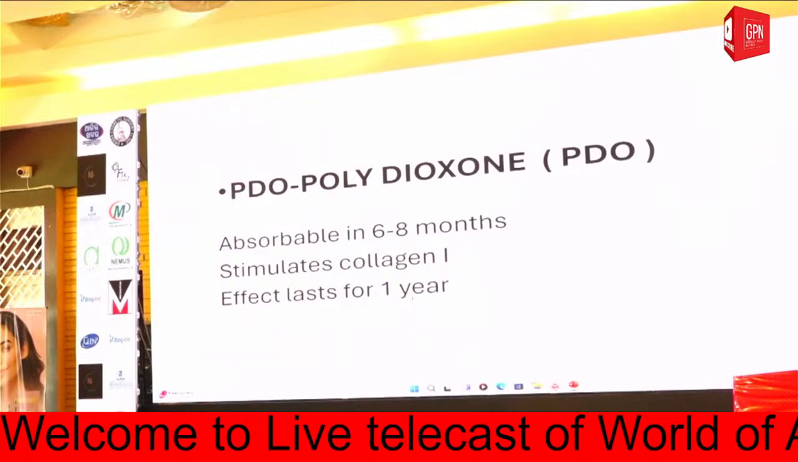PDO threads, polydioxanone, are the most commonly used threads today. The absorption takes place in about 6 to 8 months. It does stimulate collagen, but it stimulates collagen type 1, which is not that good for plumpness. The effect lasts for 1 year.